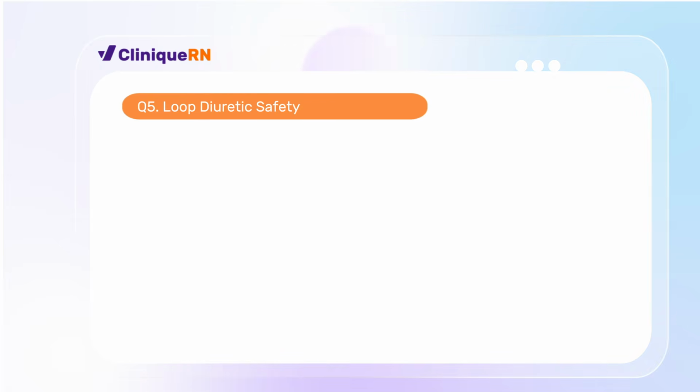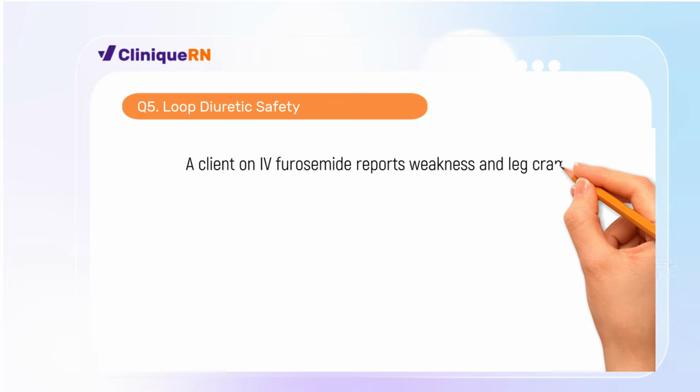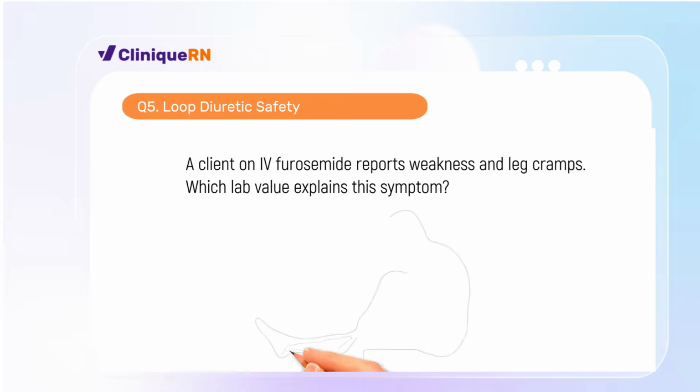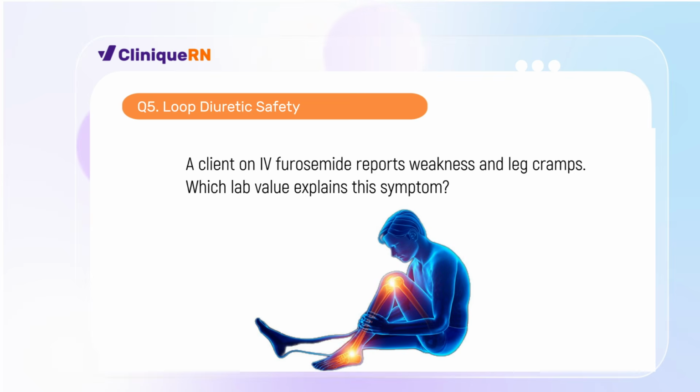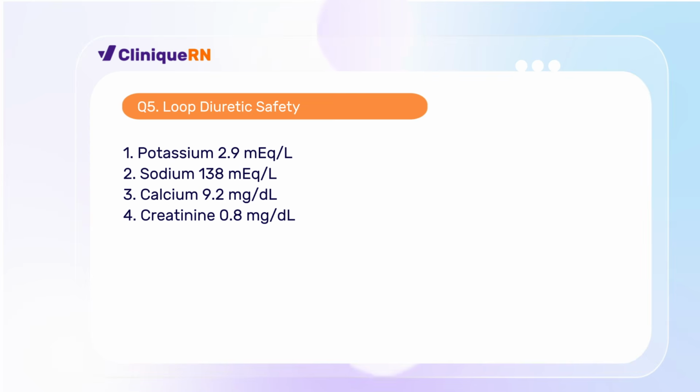Question 5. Loop diuretic safety. A client on IV furosemide reports weakness and leg cramps. Which lab value explains this symptom? 1. Potassium 2.9 milliequivalents per liter. 2. Sodium 138 milliequivalents per liter. 3. Calcium 9.2 milligrams per deciliter. 4. Creatinine 0.8 milligrams per deciliter.